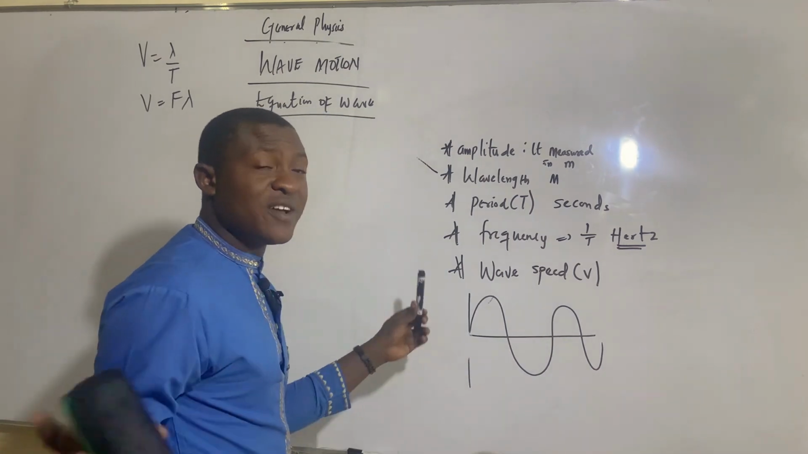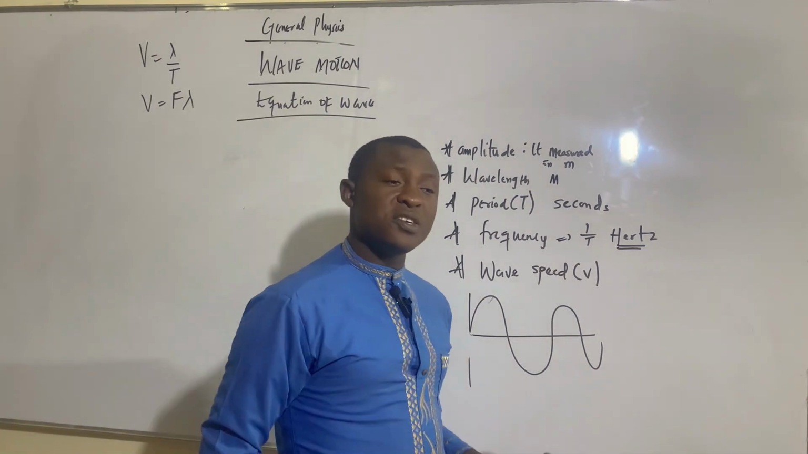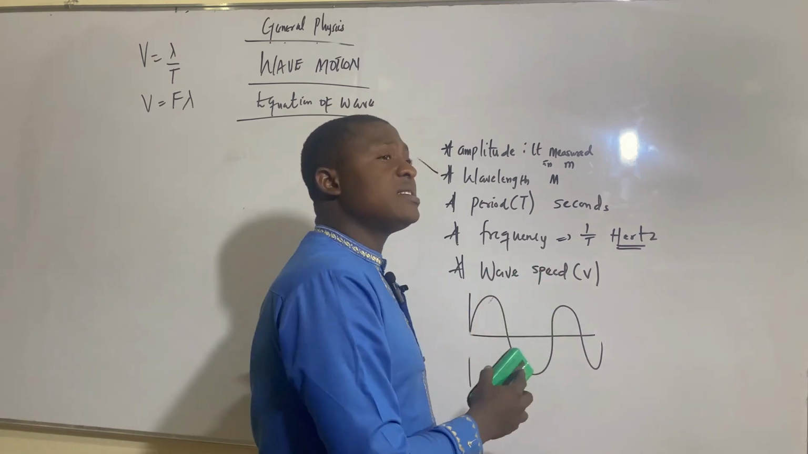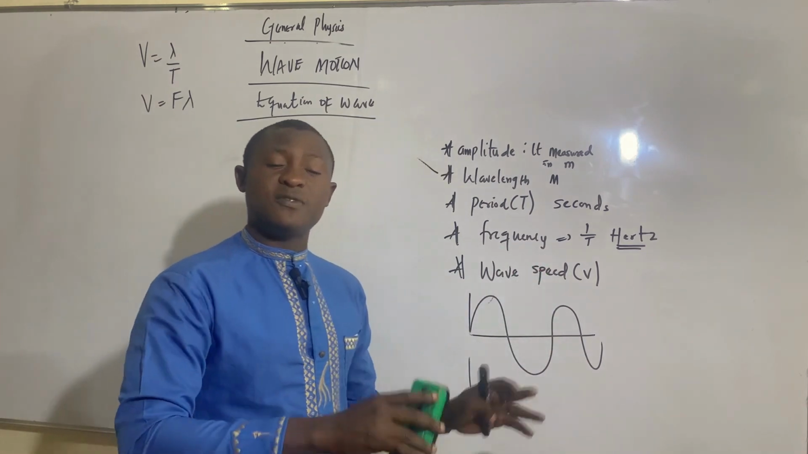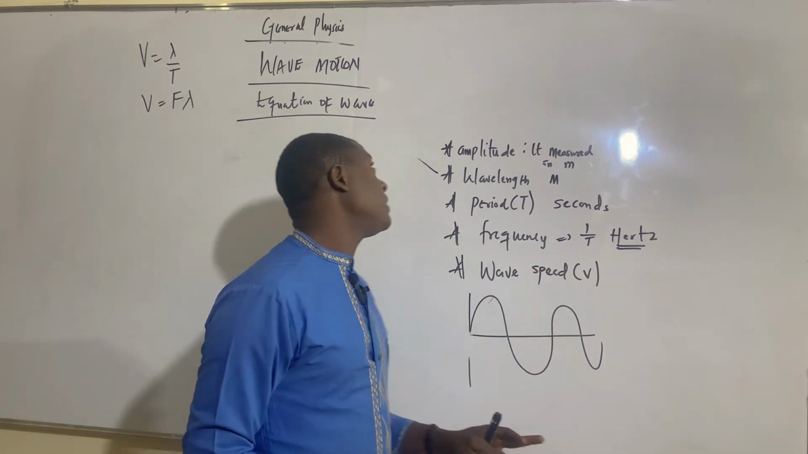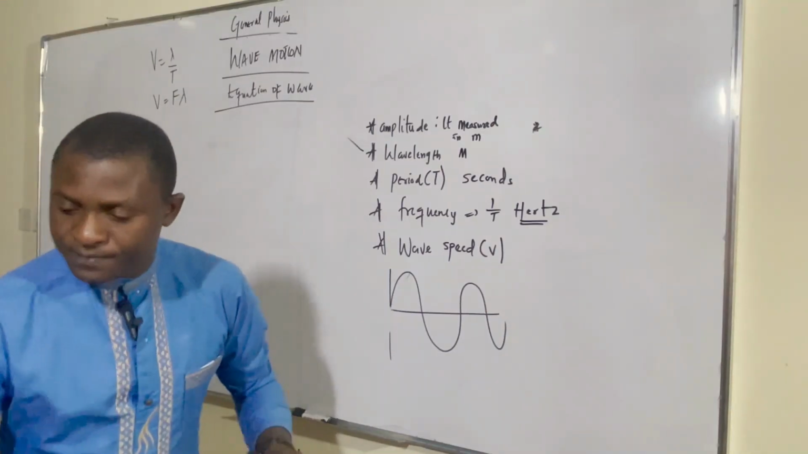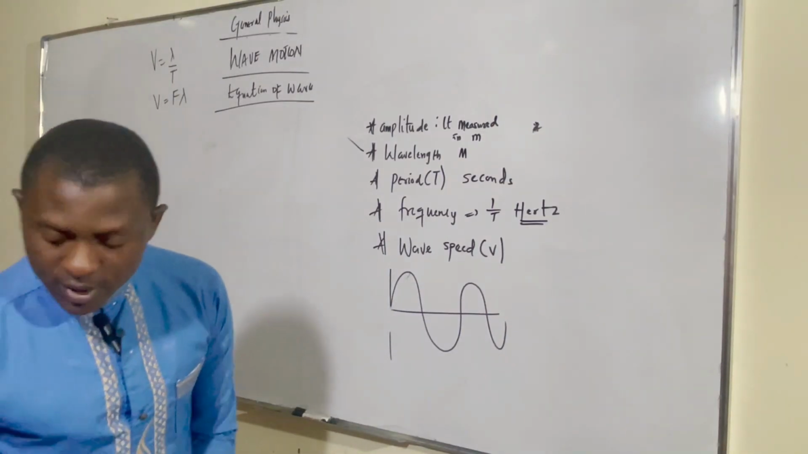We have many things on waves: reflection, refraction, polarization, diffraction as well. But our main target, since this is Physics 102, general physics, is based only on the equation of a wave. That's why we are going to focus on the equation of a wave. So let's look at this problem.